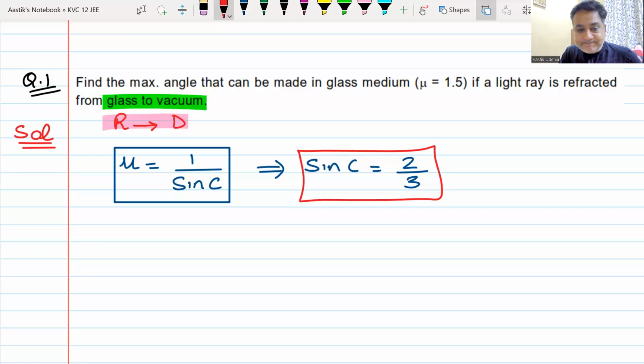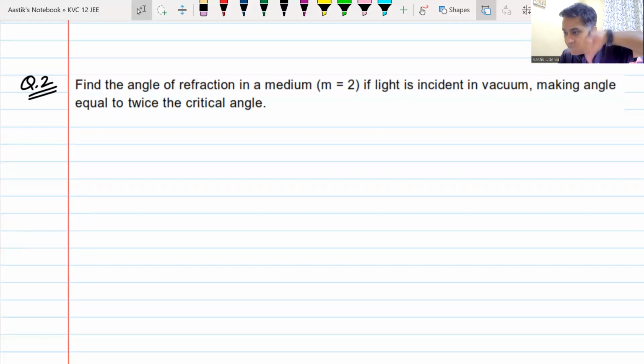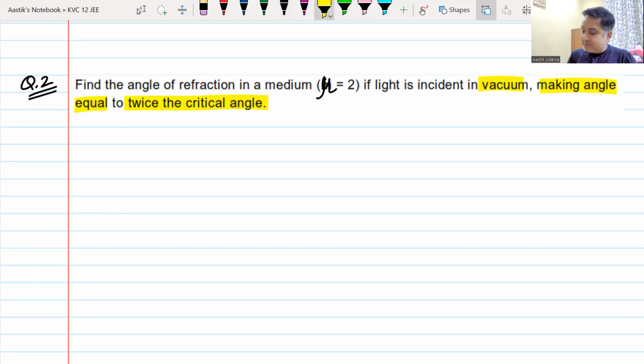Are you ready for the next one? Yes, sir. Find the angle of refraction in a medium whose refractive index is 2, if the light is incident from vacuum, making an angle of twice the critical angle. Read the question properly, solve it. I'll give you a minute.